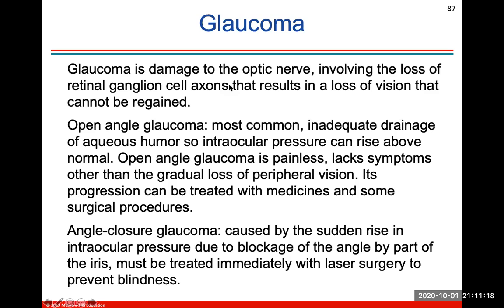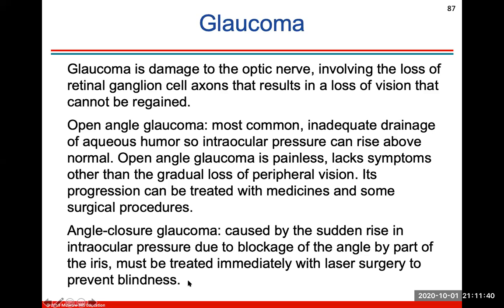It's damage to your optic nerve. Open angle glaucoma is the most common. It's inadequate drainage, so we get intraocular pressure that can rise above normal. It's painless and lacks symptoms, except for the gradual loss of your peripheral vision, and its progression can be treated with medicines and some surgical procedures.